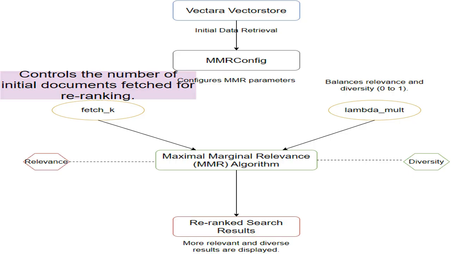After the initial data retrieval, the MMR algorithm re-ranks the results based on both relevance and diversity criteria. This means the initial ranking from the vector store is adjusted to prioritize a balanced set of results.